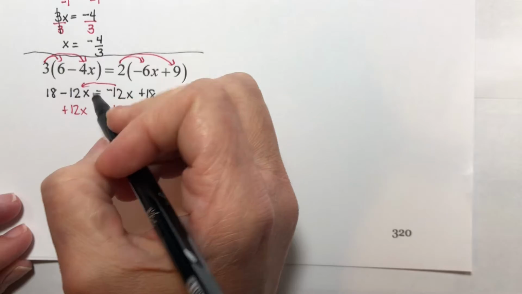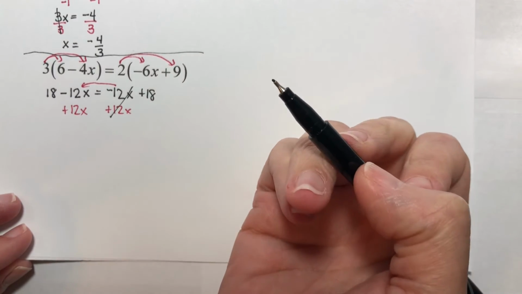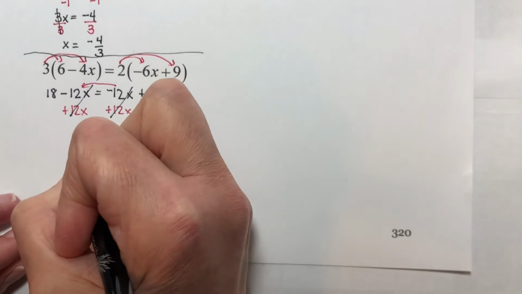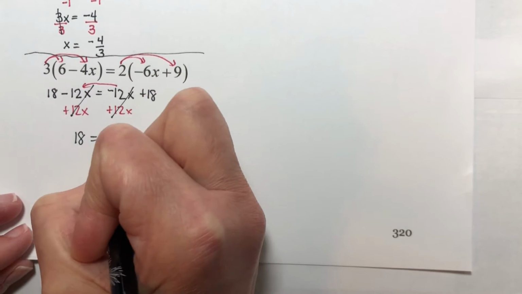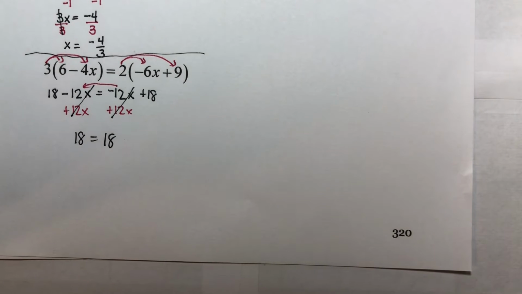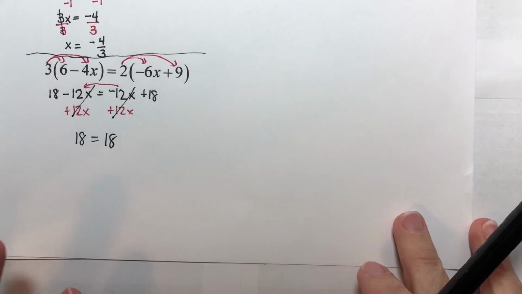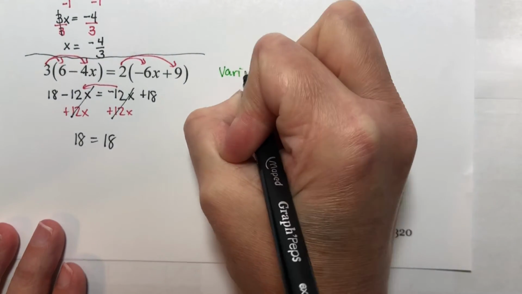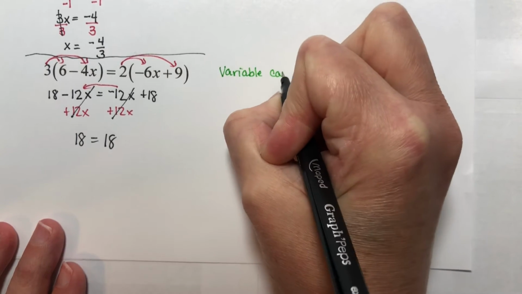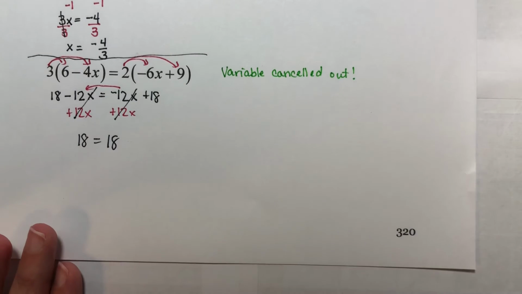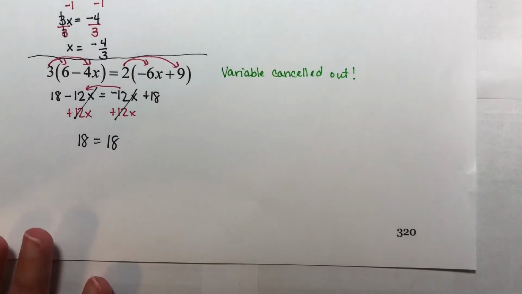And what happens? Well, that cancels out because I wanted it to, but this also cancels out. And now I have 18 equals 18. I don't have a variable anymore. So something weird has happened, and it's not something to be scared of. When your variable goes away, our variable canceled out, so that means we have something unusual happening.